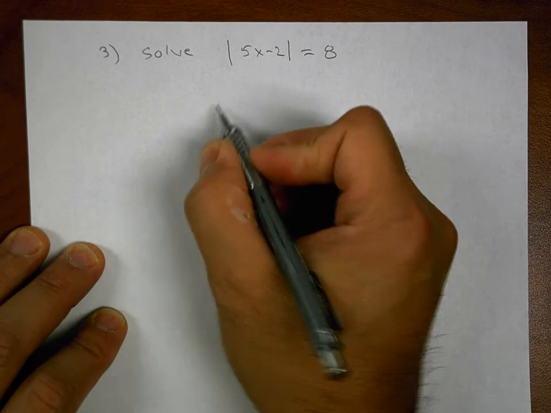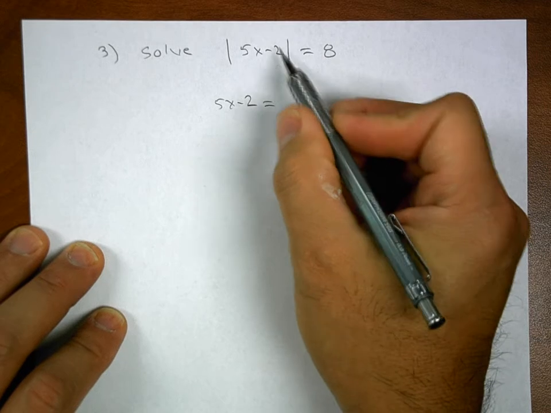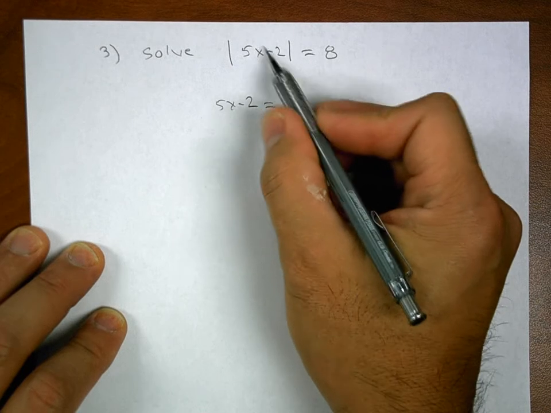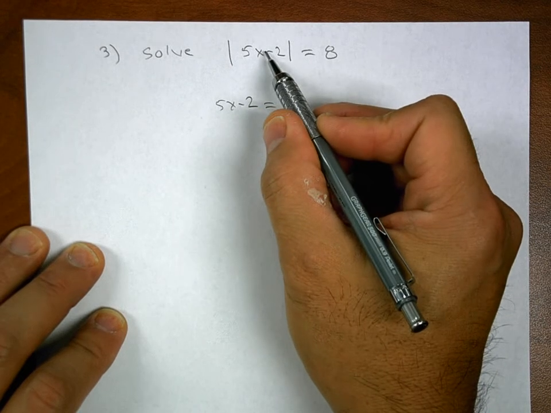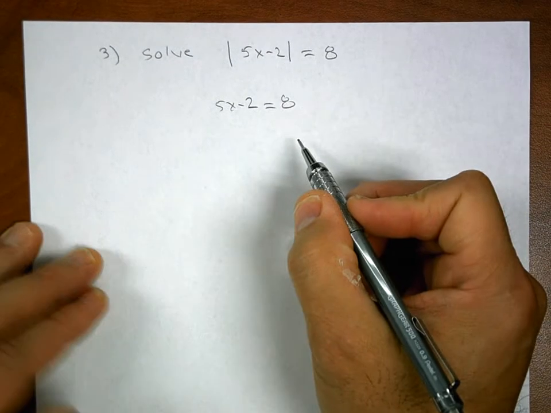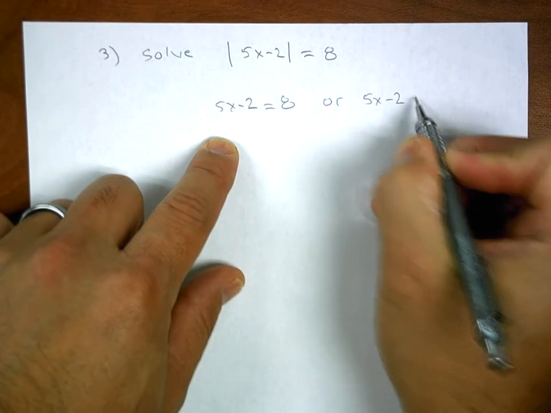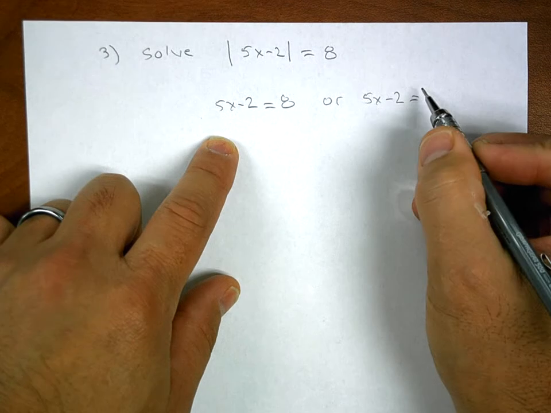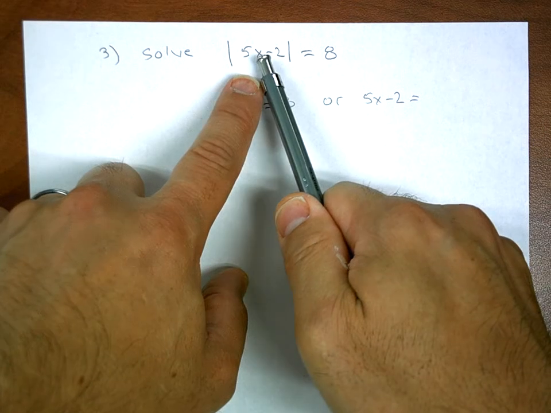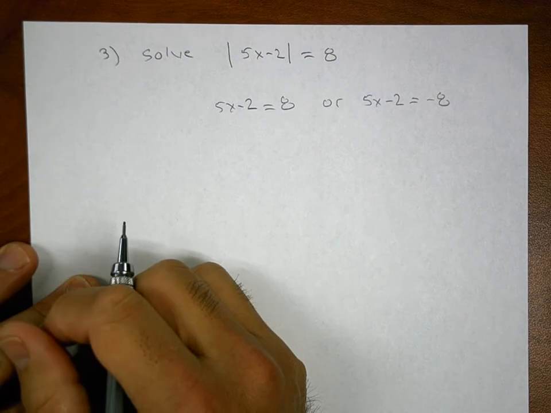All right, so this 5x minus 2 underneath there could be equal to what or what? This could equal 8 underneath there, right? Because absolute value of 8 is 8. If you substitute 8 in there, it works. Or this 5x minus 2 can equal negative 8. We solve both of those, and that's our answer.